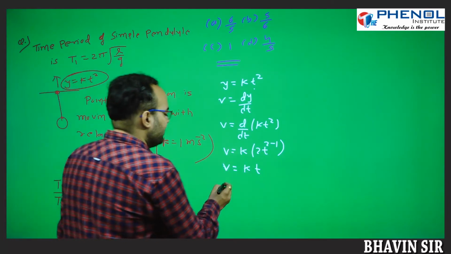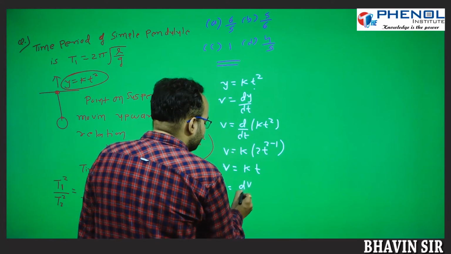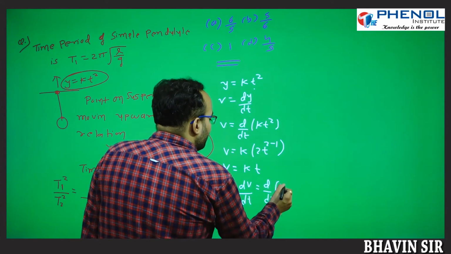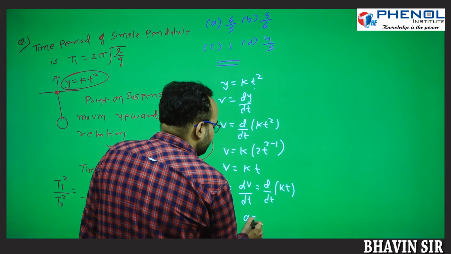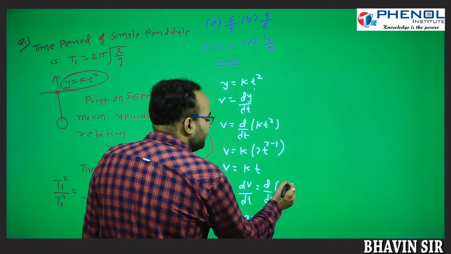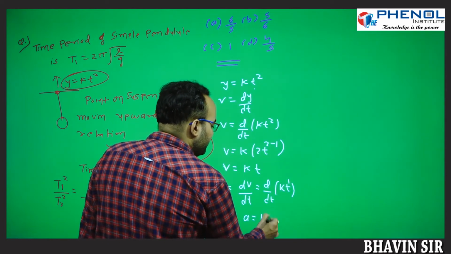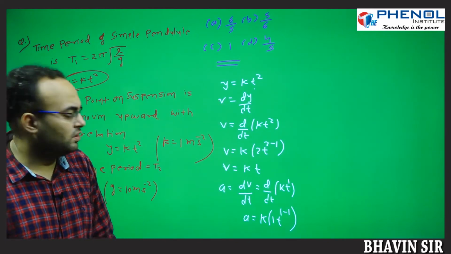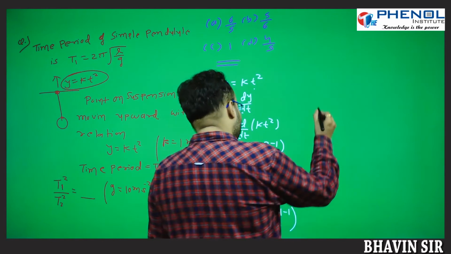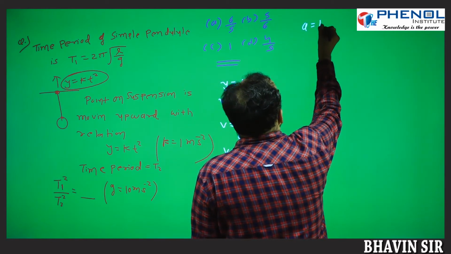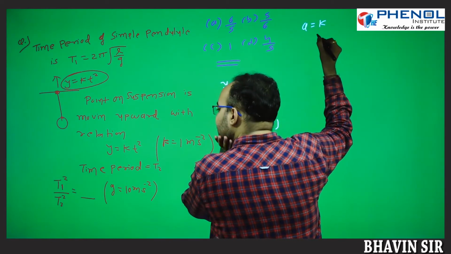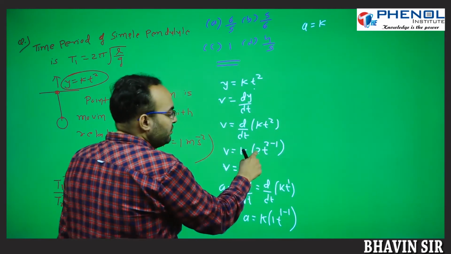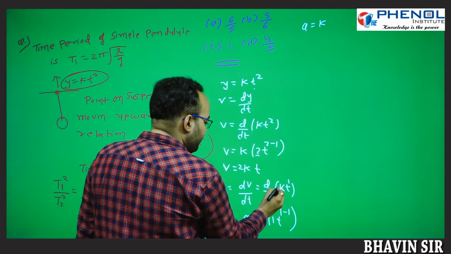So what is the acceleration? K is constant, and what is the power of t? 1. Multiply with the power and subtract 1 from the power. So 1 minus 1 is 0, and anything raised to 0 is 1. So the acceleration is k. Oh sorry, 2 was left out, it's 2k.